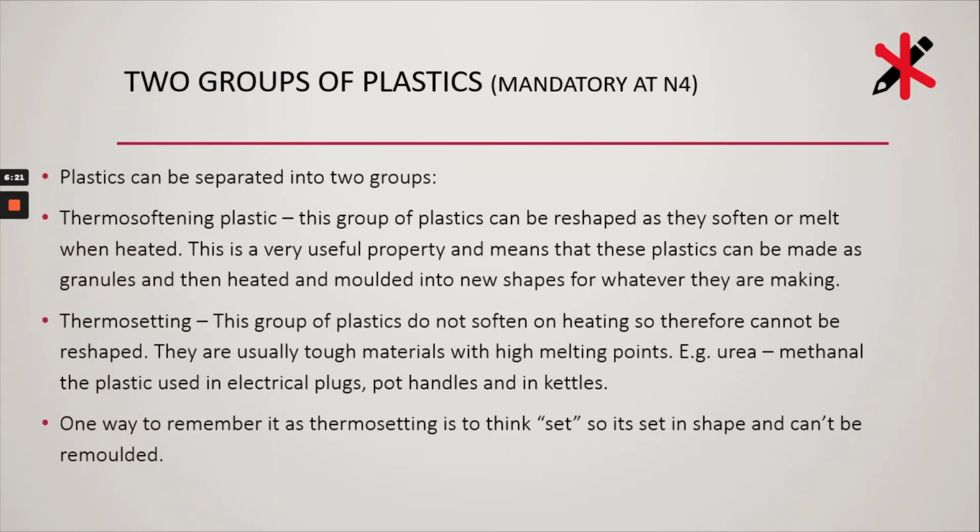And then you've also got thermosetting ones, which do not soften on heating, and they can't be reshaped. So they're harder to recycle. So these are things like you might use for plug sockets, pot handles, kettles, that type of thing. So things you don't want to melt when heated. One way to remember it is to think of thermosetting as in set, it's set in shape, but you don't need to spend time memorising these at National 5.